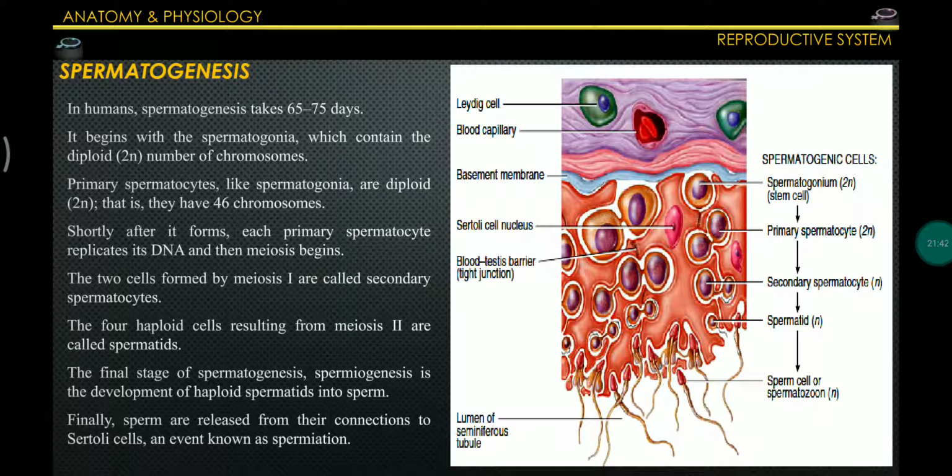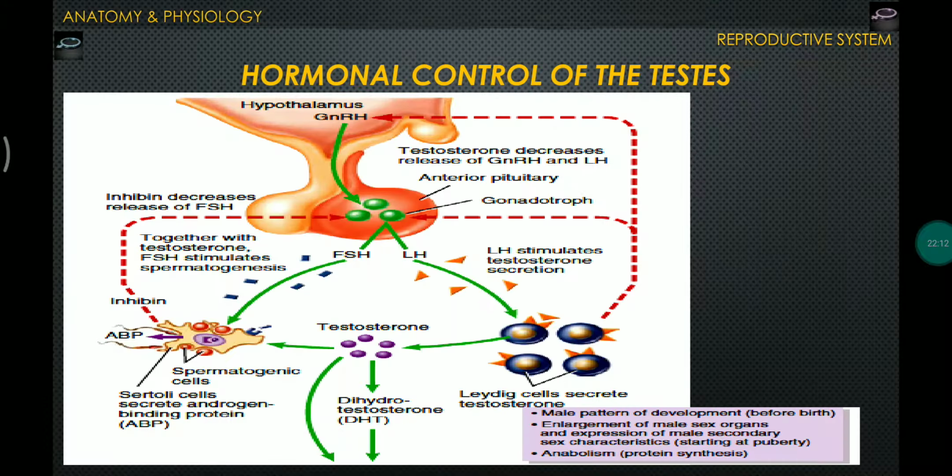And the final stage of spermatogenesis is spermiogenesis, the development of haploid spermatids into sperm. Those 4 haploid cells resulting after meiosis 2 are spermatids, which have cytoplasmic connections, bridges between each cell. That is why we call them spermatids. Later, the sperm cells are released from the connections of Sertoli cells, and this is called spermiation.